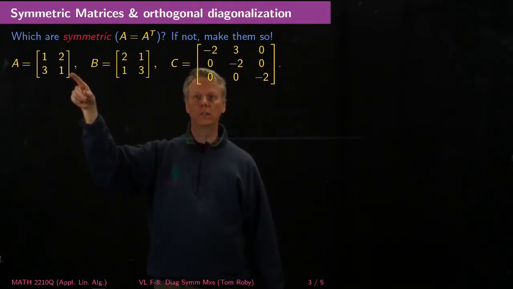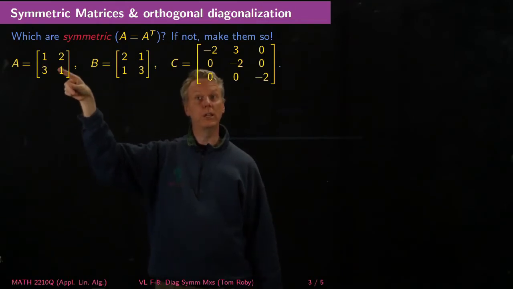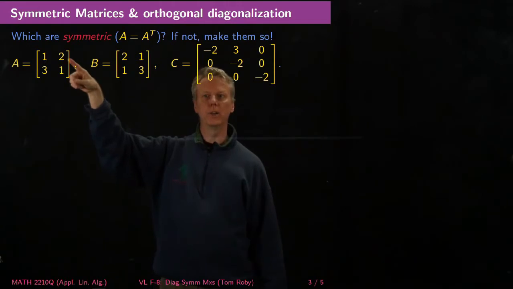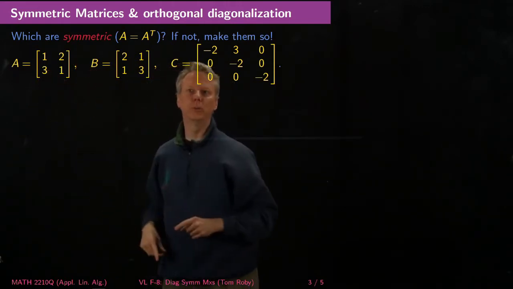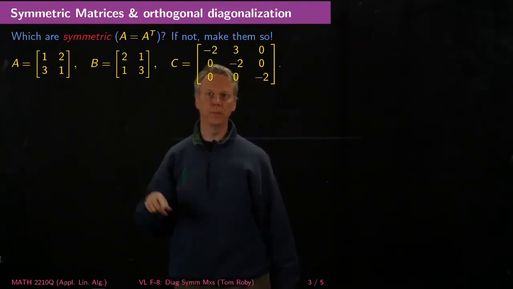This one, let's see. In order to be symmetric, if I took the transpose of 1, 2, 3, 1, I would get 1, 3, 2, 1. And those aren't the same, right? So these off-diagonal entries, 2 and 3, that are symmetrically placed have to be equal to each other. So I can make it symmetric by making this a 2 or this entry a 3.